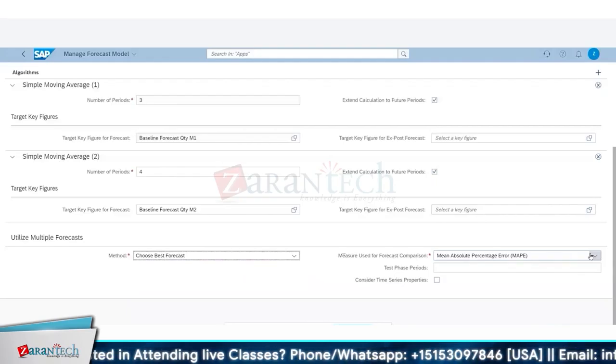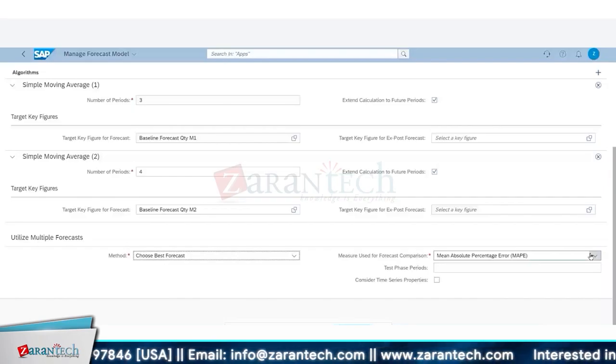Okay. That means for all these forecasts, that is forecast M1 and forecast M2, you will get the results in the particular field. And then in the next step, the system will compare the results. They will try to compare the accuracy of forecast or the forecasting error. And whichever of M1 or M2 gives the less error, the system will select that forecast and give you the final forecast. Okay. So you select mean absolute percentage error.